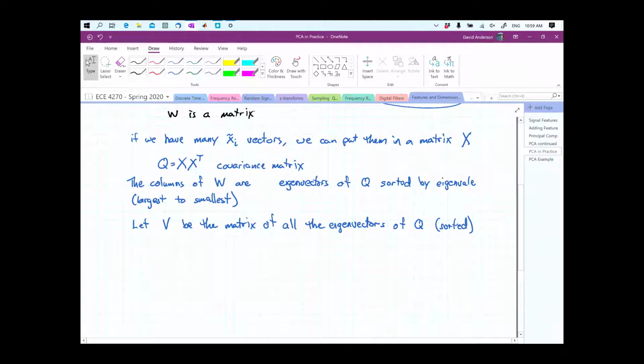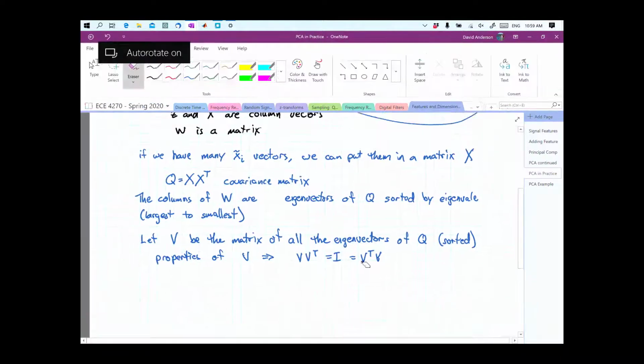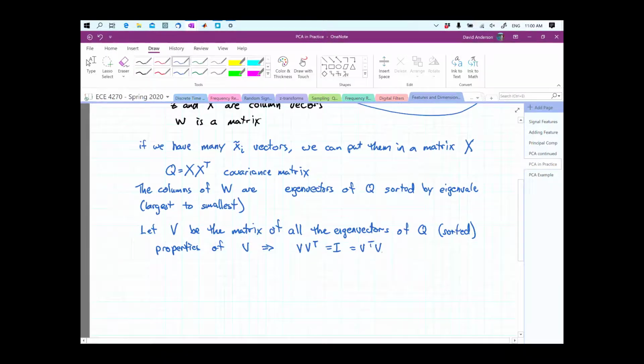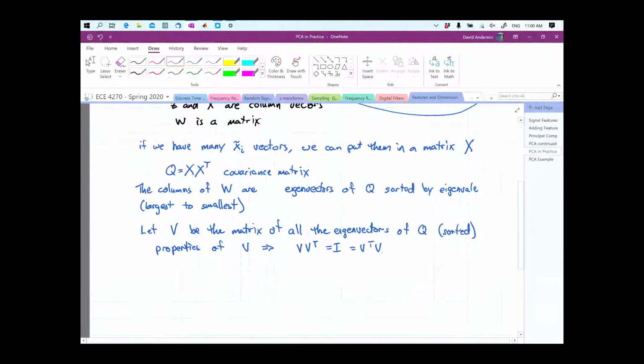So what does that mean? Well, we have the properties of V. We know that V transpose V is equal to I, and V V transpose is equal to I. So the left and the right eigenvectors are all orthonormal.